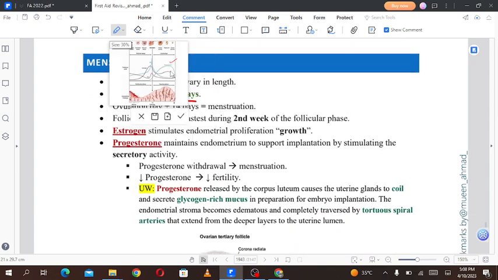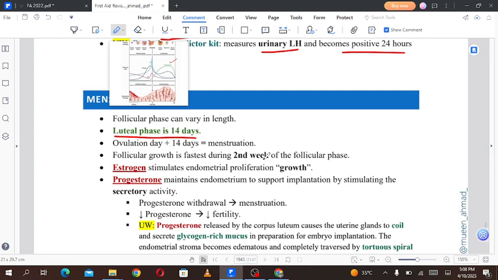Since it is fixed, what is the significance of that? Ovulation plus 14 days is equal to menstruation. Whenever the ovulation takes place, we can measure that with the ovulation kit, and ovulation plus 14 days is equal to menstruation. Follicular growth is fastest during the second week of the follicular phase. Estrogen stimulates the endometrial proliferation, that is growth. So estrogen is going to cause endometrial proliferation and growth.